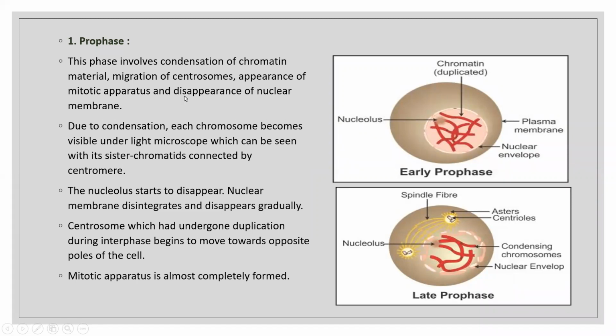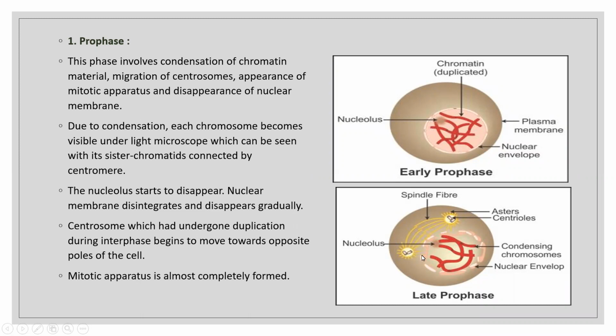So prophase can be divided into early prophase and late prophase. In early prophase, you can see the nucleolus is distinct, the nuclear envelope is very much distinct, and the chromatin material is in the form of long, thin thread-like structures. But as early prophase progresses, the chromosomes undergo condensation. When we see them under a light microscope, each chromosome becomes very much visible, and in them you can see sister chromatids connected by a centromere.